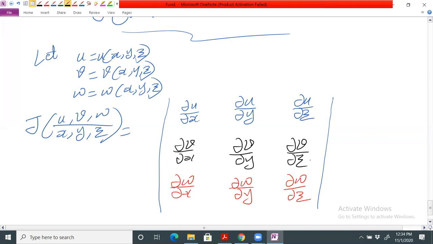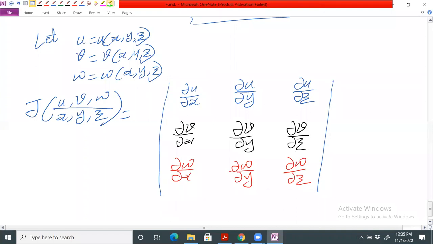After finding these partial differentiations, substitute the values of dou u by dou x, dou u by dou y, dou u by dou z, dou v by dou x, dou v by dou y, dou v by dou z, dou w by dou x, dou w by dou y, dou w by dou z in this, and find the determinant of this 3 by 3 matrix. Then we get the Jacobian. For example, if this Jacobian, J of u, v, w with respect to x, y, z, equals 0, then we can say that u, v, w are functionally related.